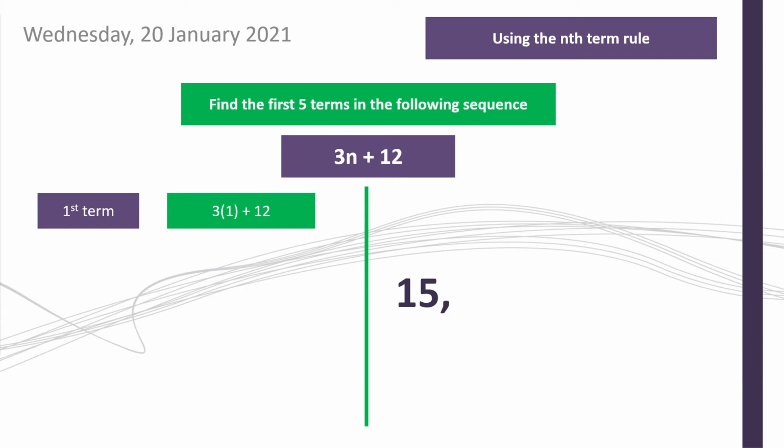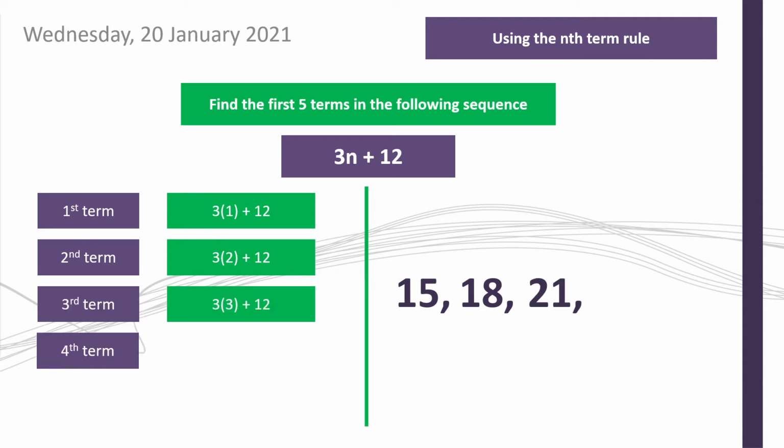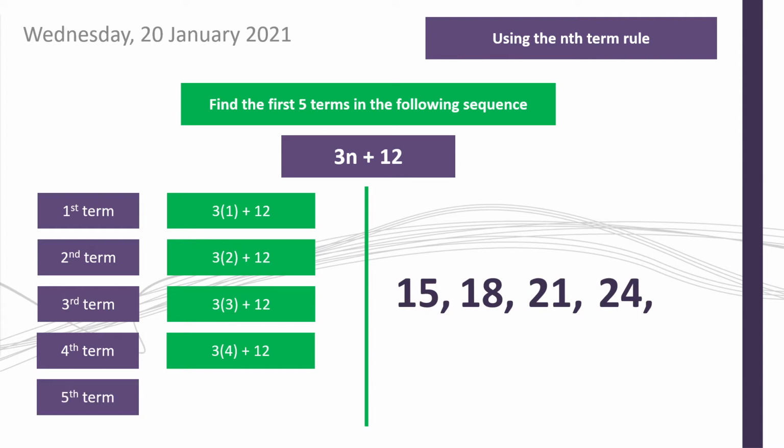Similarly, for the second term, you have to replace n with 2. 3 times 2 plus 12 equals 18. So the second term is 18. The same way we get the third and the fourth term, ending with getting the fifth term by replacing n with 5. 3 times 5 plus 12 equals 27, so the fifth term is 27.